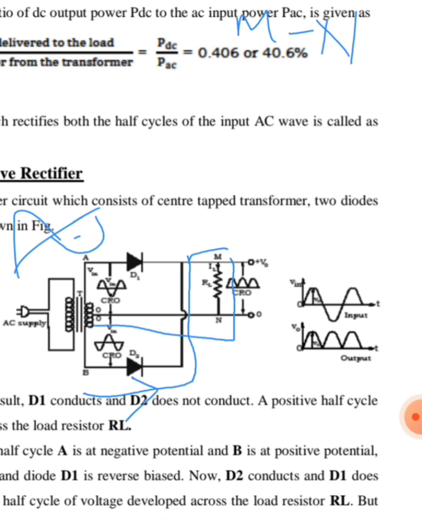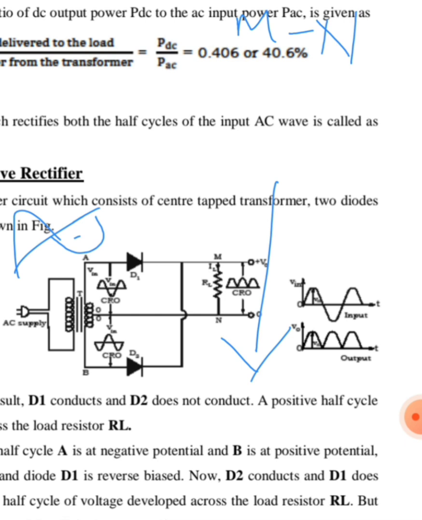So the current is flowing in this direction. So the entire negative half cycle is appearing across the load. But in both the cases, for both positive half cycle as well as negative half cycle of the input side, the current is flowing from M to N only. RL is nothing but the load resistor. Through RL the current is flowing in the same direction in both of the half cycles.